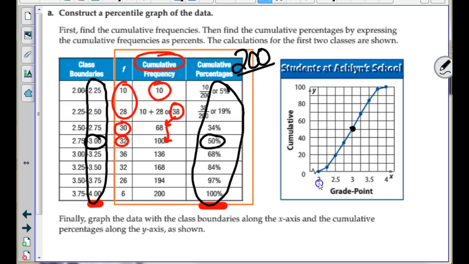Okay, so here's my question. If you have a 3.7, about what percent are you in this? This would be 3.5, 3.75, right? So a 3.7 would be a little bit below 3.75. So you might be at the 90th percentile. Okay. 50th percentile was people at a 3.0, etc.